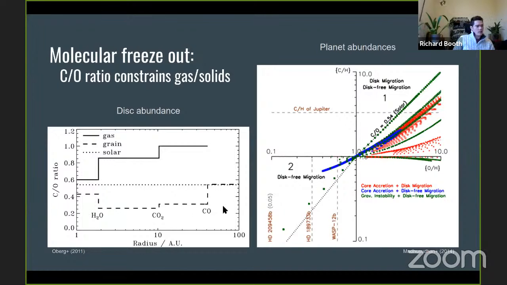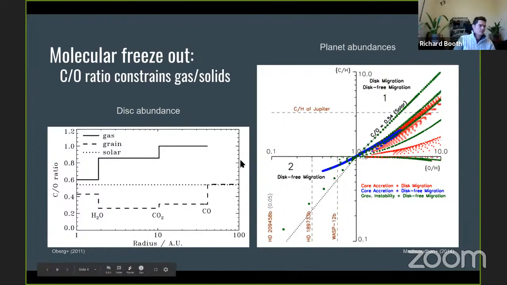So what Madhu did in 2014, and I think other people have done this before, is take a very simple model for a planet where I build it up with some quantity of solids and some quantity of gas, and see what composition I get depending on where I form it in the disk. And you get this plot on the right-hand side, which is compositions in the plane of O to H on the x-axis and C to H on the y-axis.